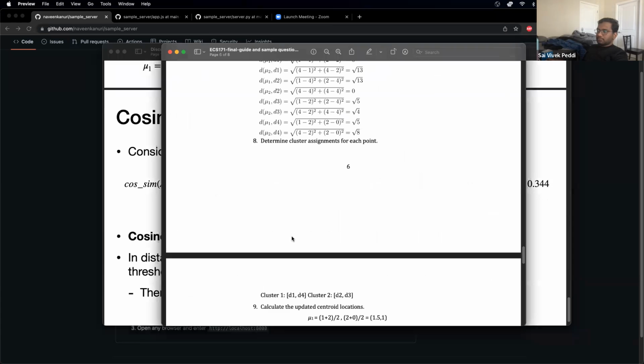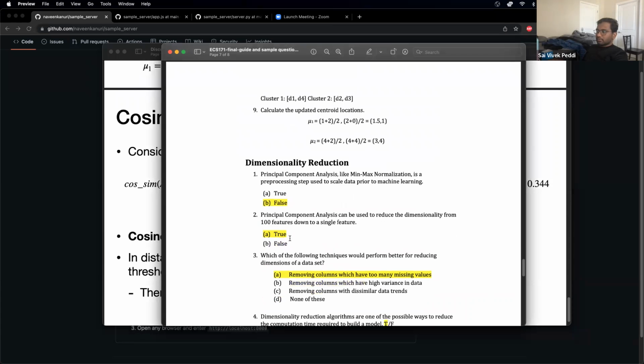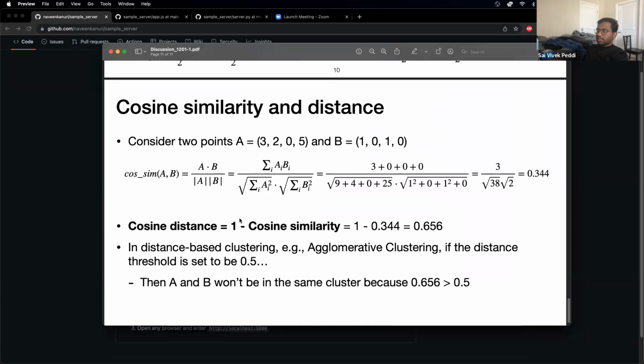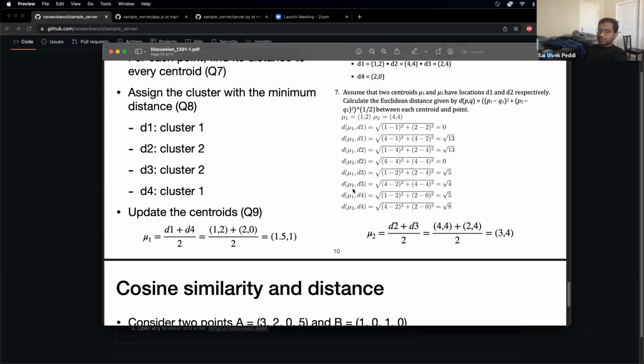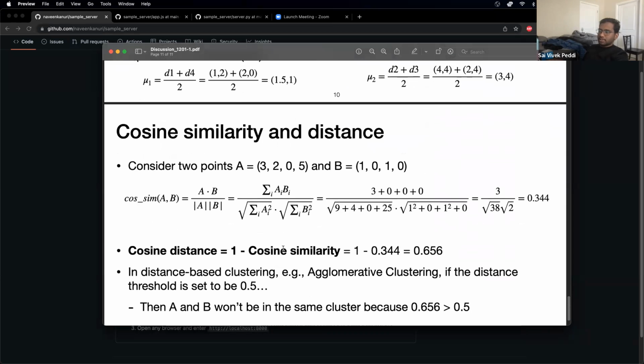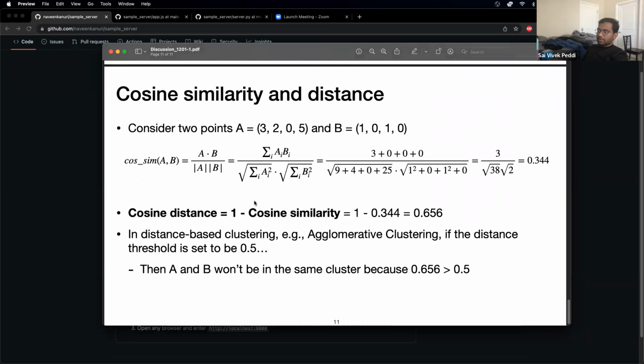And there's one more important thing. Here the distance metric is Euclidean distance. Sometimes we might ask you with a different distance metric called cosine similarity. For example, let's say there are 2 points, A equals 3205 and B equals 1010, and you're asked what the cosine similarity between these 2 points is. It's basically the dot product divided by the norm of each of the points.